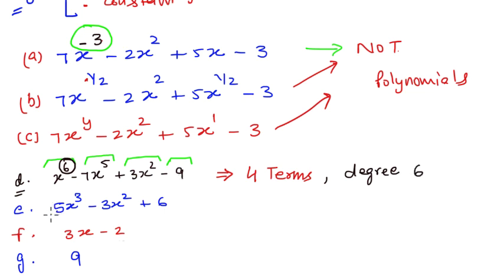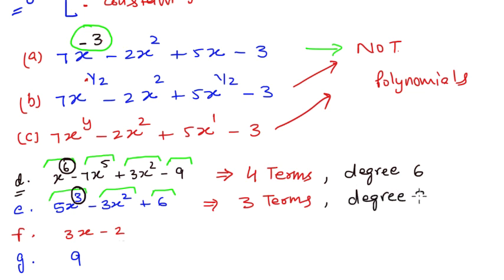So with that logic, when I look at my example number E, in this case, I see that there are 3 different terms. The first term is 5x cubed, negative 3x squared is second, and then the constant is 6, okay? So with that, we will say that this has 3 terms, right? But the highest power in this polynomial is of order 3, right? So we will say that this polynomial is of degree 3.